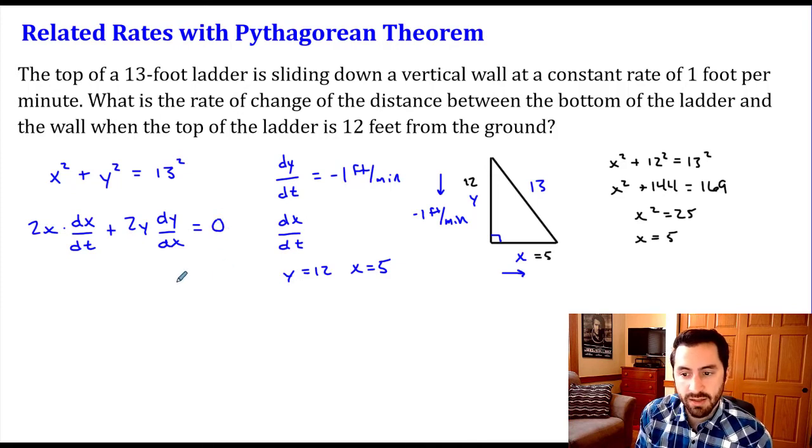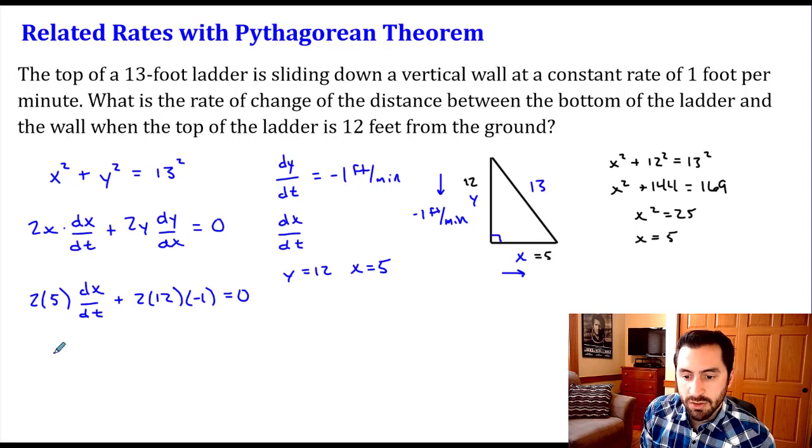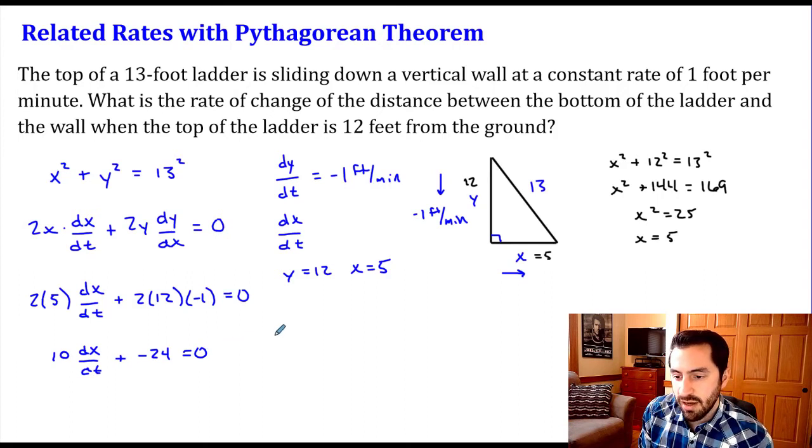So now we have an equation that's relating together our rates of change. Let's plug in what we know, and we should be able to find our rate of change for x. We know x is 5, so we have 2 times 5 times dx over dt. We know y is 12, so we have 2 times 12. And then the rate of change for y, we know that's -1, and this is still equal to 0. So we have 10 dx over dt. 2 times 12 times -1 is -24. And just to finish solving this, we have 10 dx over dt is equal to 24, and dividing both sides by 10, the rate of change for x is equal to 2.4 feet per minute.